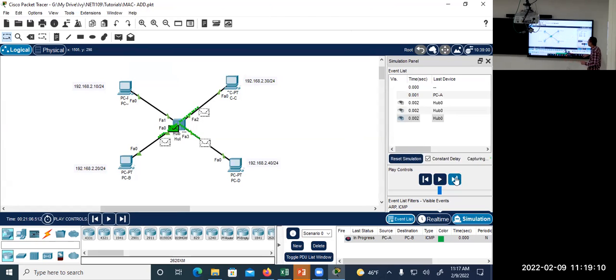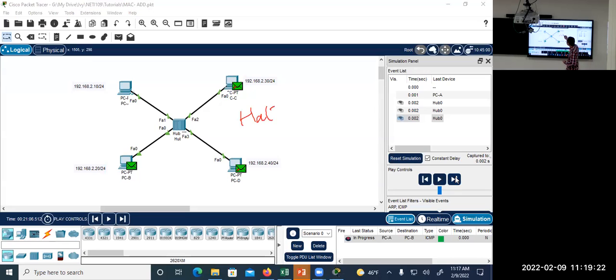You can see it here. Send to everyone. That's why this one is not correct, and this one receives it here. That's why the hub works with half duplex. Half duplex. When you send, everyone has to listen. You have no way to send from here and send from here at the same time.